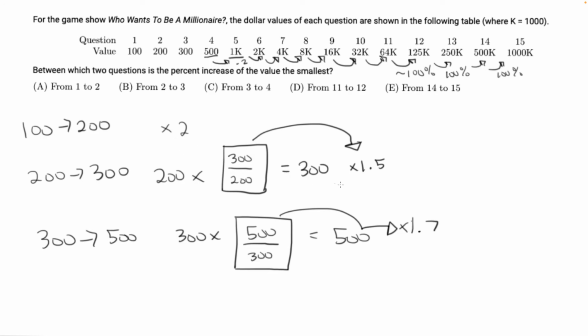So the smallest is going to be 1.5 times, and that was from 200 to 300. So the answer is still going to be B.